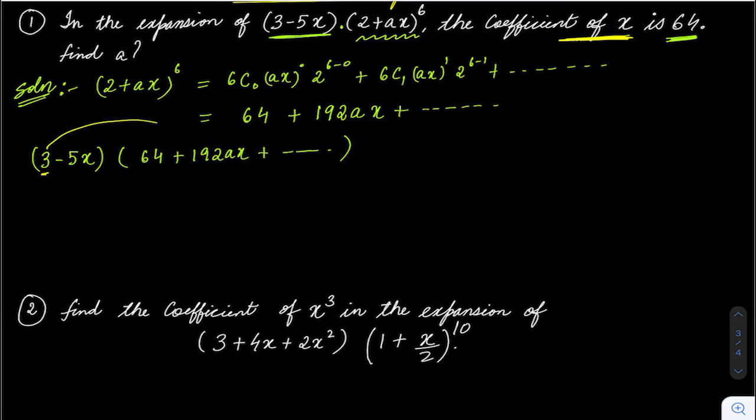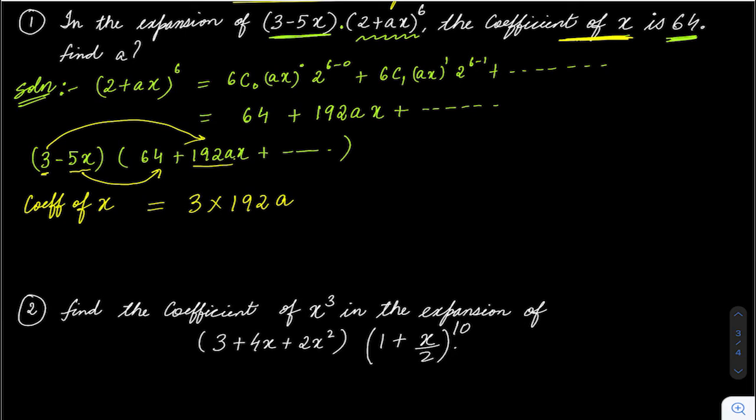So when 3 is multiplied with this, we will get one x term. Let's write this. I'm writing here directly, the coefficient of x will be equal to 3 times 192a, when 3 is multiplied by 192ax, not with 64, because 3 times 64 will not give you an x term. Next, the 5x will multiply. When 5x is multiplied with 64, that will give you the x term. Other terms will not give you an x term. It will give you maybe x power 2, 3, 4 like this.